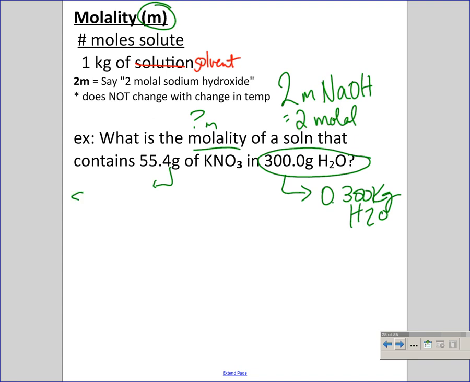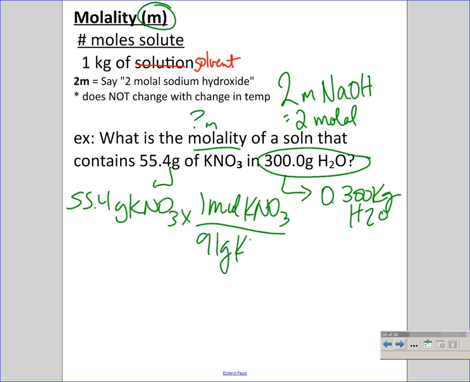All right, what do I need to do with this number? Change it to moles. So 55.4 grams of potassium nitrate to moles. What's the molar mass of that? Add it up in your head. 39.1 plus 14 is 43 plus 48. 91. Sure. Sounds great. Okay. 1 mole of potassium nitrate weighs 91 grams of potassium nitrate. And you get to moles, which in this case is like 0.6. I'm making up numbers for simplicity's sake here. So 0.6 moles.